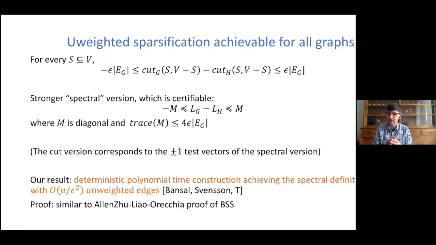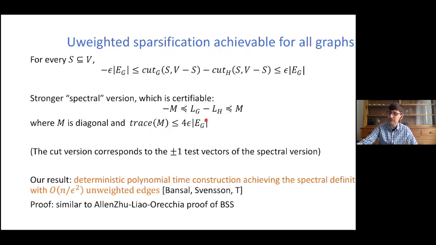So the certificate that we have is that this combinatorial property has a spectral stronger version. So if you get a stronger version, you get this. And the stronger version is that you want to say that the difference between the Laplacians of the graph that you start from and the graph that you want to use as an approximation is bounded in a PSD sense by a diagonal matrix of small trace. This is basically, you take this problem, you do SDP relaxation, this is what the dual looks like.